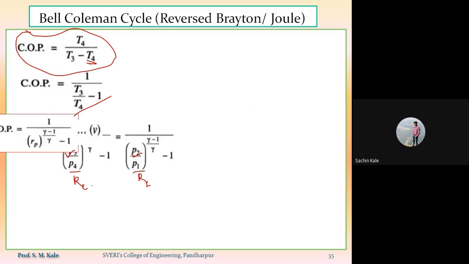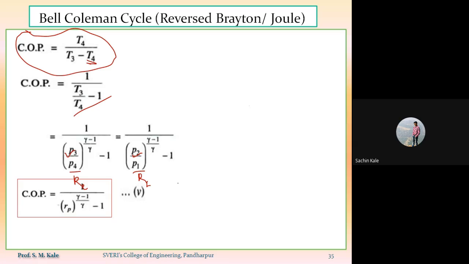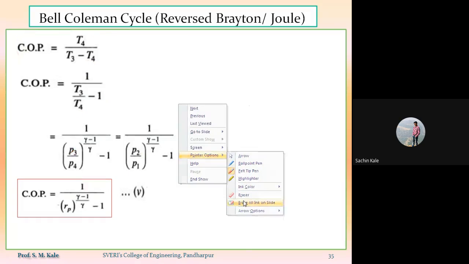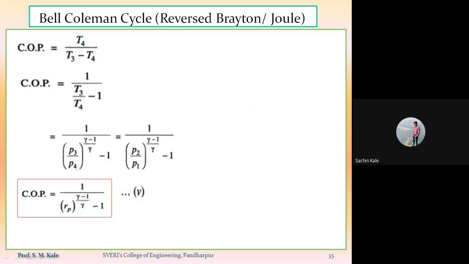So here if I put it generally, I will get the COP of the Bell-Coleman cycle. COP of Bell-Coleman cycle is given by the equation 1 divided by P3 by P4 raised to gamma minus 1 upon gamma, the expansion ratio, and P2 by P1 raised to gamma minus 1 upon gamma, the compression ratio. So in general, I will denote that term as the pressure ratio RP. So COP is equal to 1 upon RP raised to gamma minus 1 upon gamma, minus 1. Whereas RP is nothing but the compression or expansion ratio. Compression ratio means P2 by P1, expansion ratio means P3 by P4.